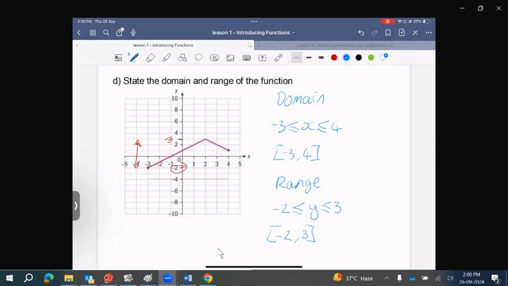Don't always look to the end points when you're looking at the range. With the x values, it's typically just the end points, but with the y values, smallest to largest.